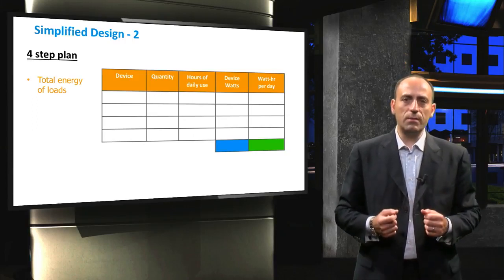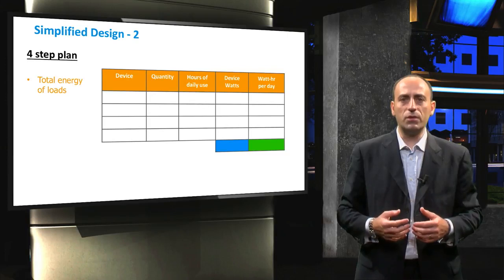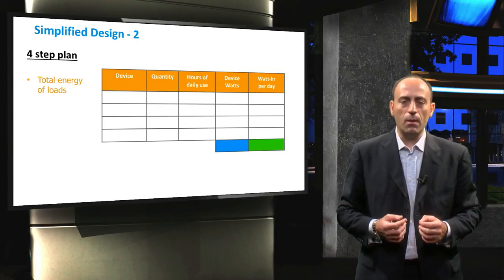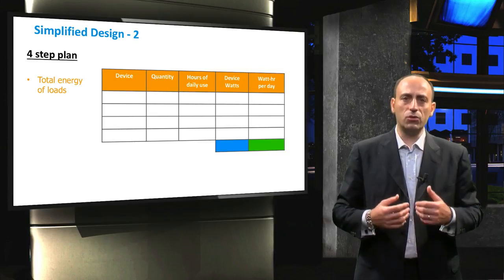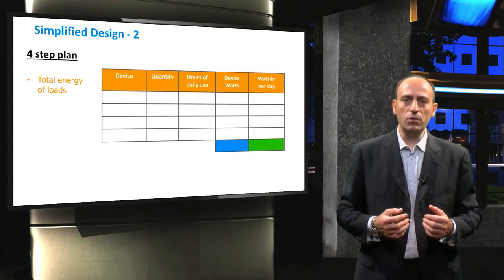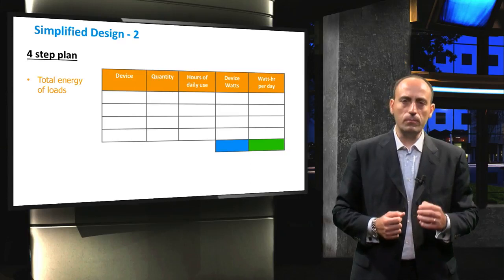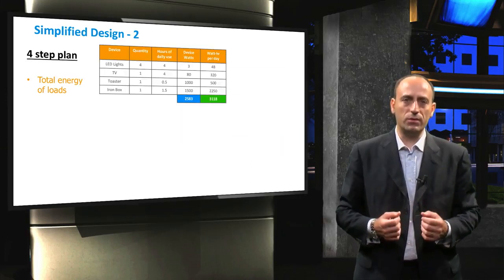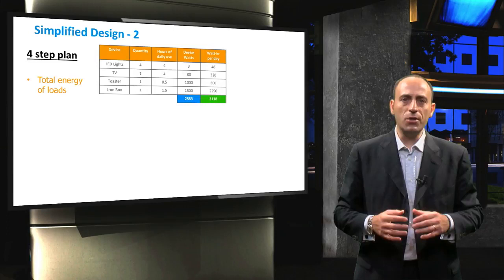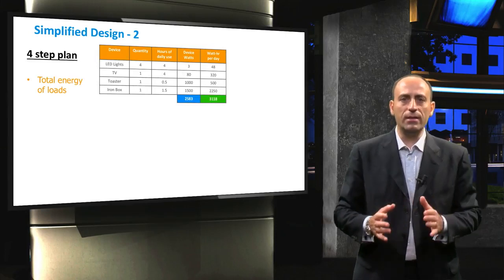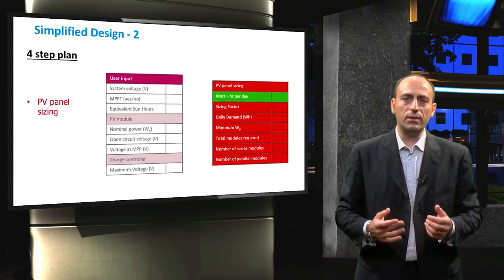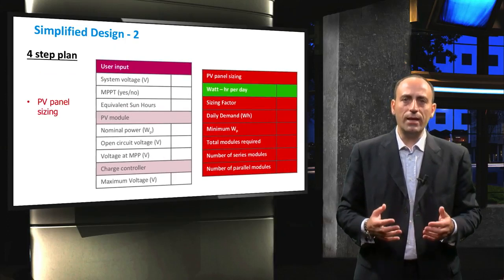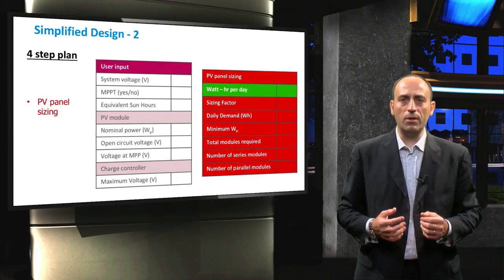The second simplified strategy consists of 4 primary steps. As in any PV system design, the first step involves calculating the load demand. By using the so-called load table, we are able to calculate the total energy requirements of the loads on a daily basis. Note that, unlike the previous design strategy, here we make no distinction between AC and DC loads in the load table.